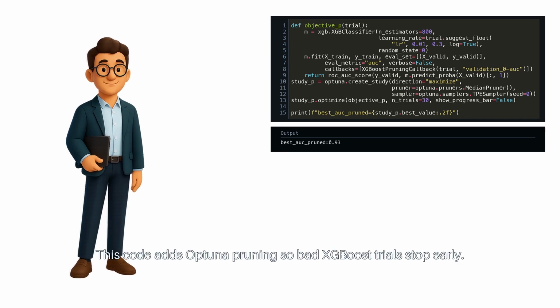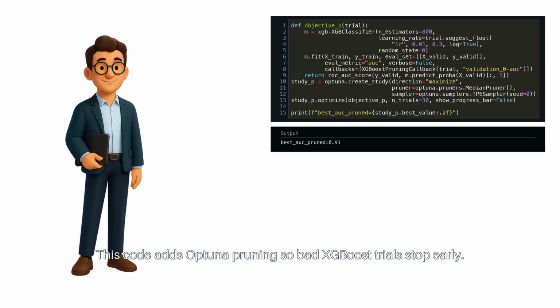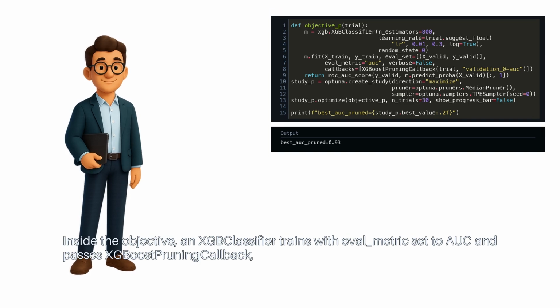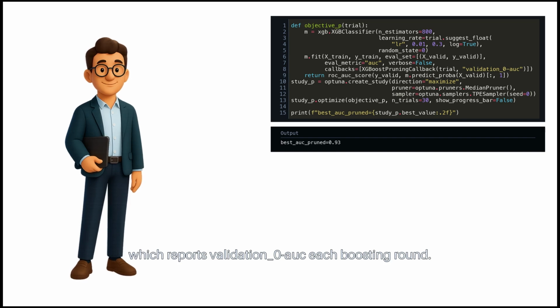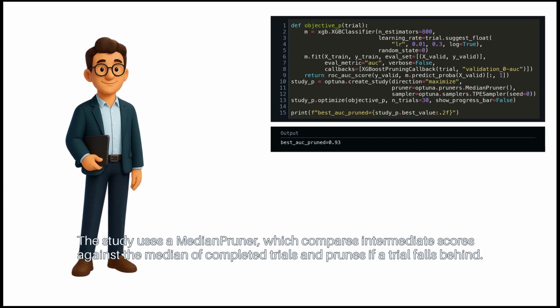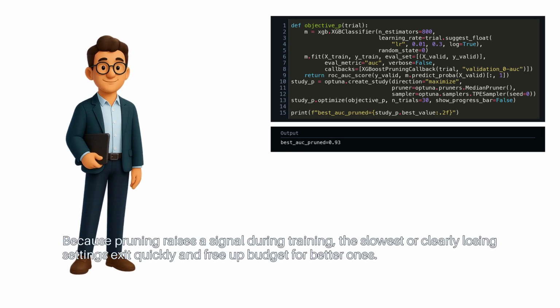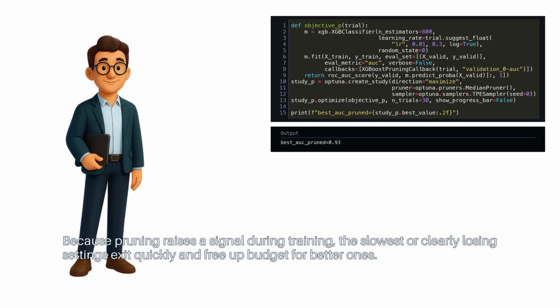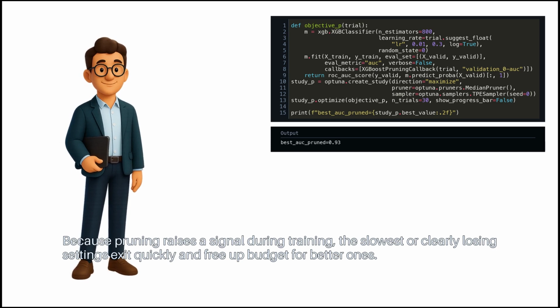This code adds Optuna pruning, so bad XGBoost trials stop early. Inside the objective, an XGBClassifier trains with eval metrics set to AUC and passes XGBoostPruningCallback, which reports validation_0-auc each boosting round. The study uses a MedianPruner, which compares intermediate scores against the median of completed trials, and prunes if a trial falls behind, because pruning raises a signal during training. The slowest or clearly losing settings exit quickly and free up budget for better ones.